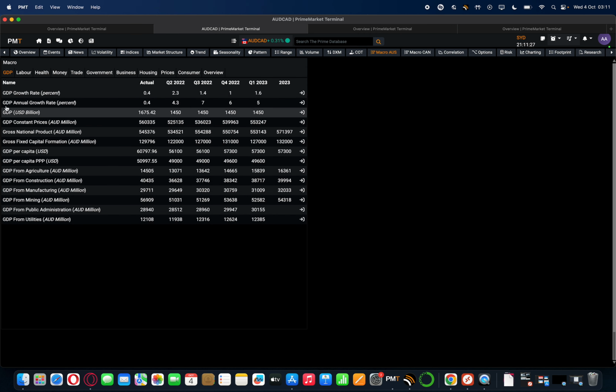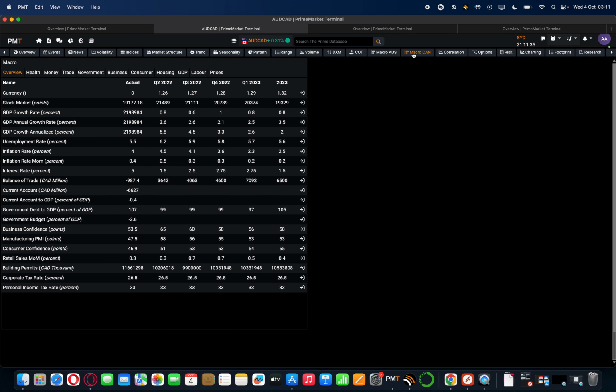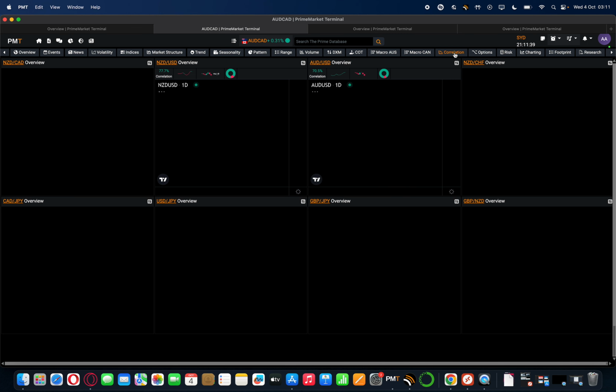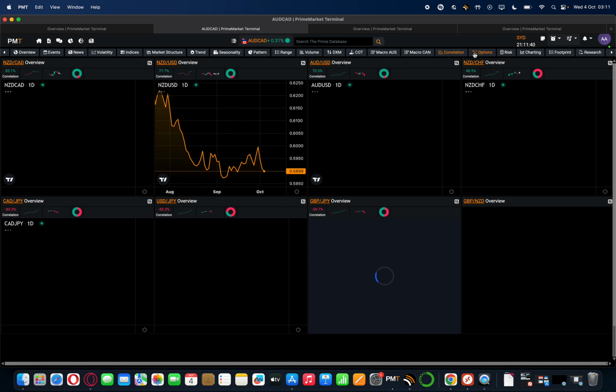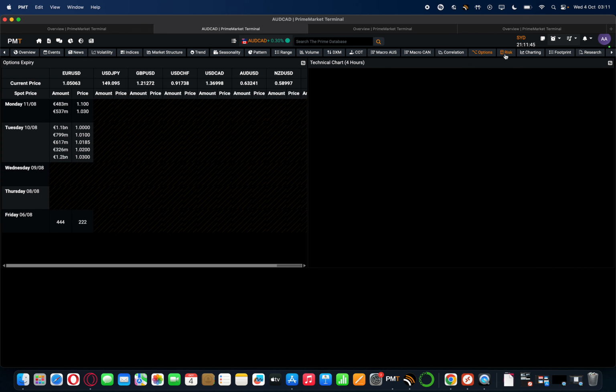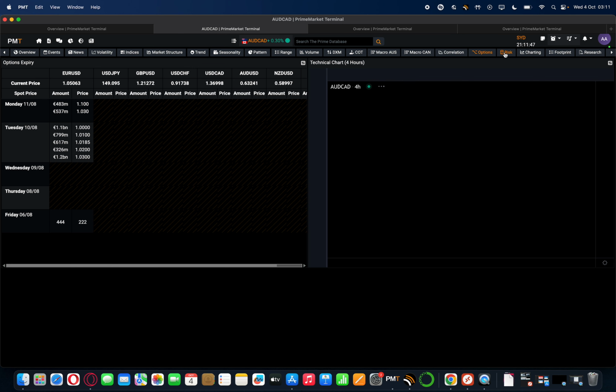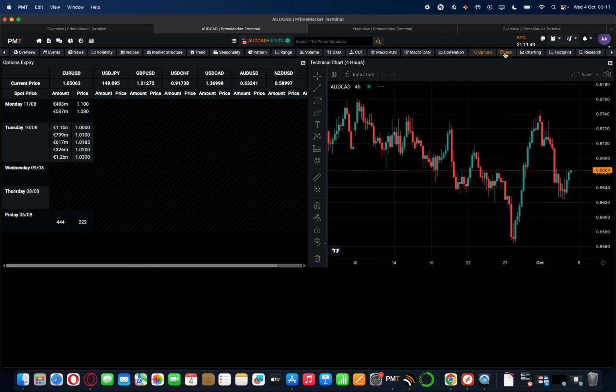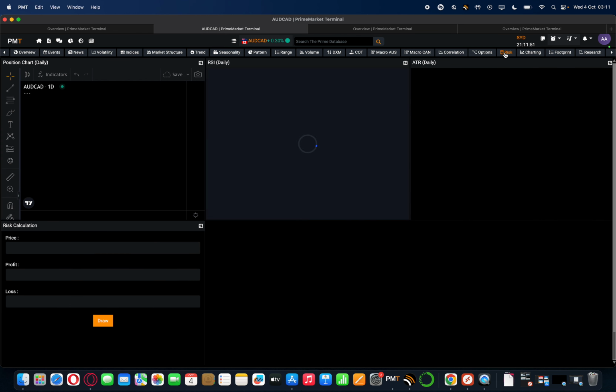We have the macro, which is showing you the economic situation of the Aussie, the Australian dollar. We also have the macro for the Canadian dollar. We also have the correlation charts showing you different charts that are correlated to that particular currency. We have the options. Some of you may not have this option on your subscription. We also have the risk.